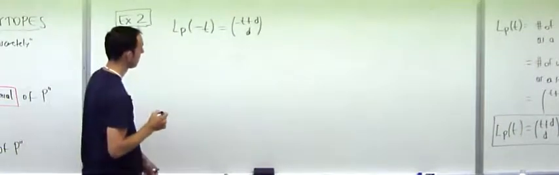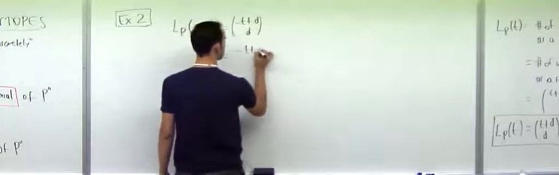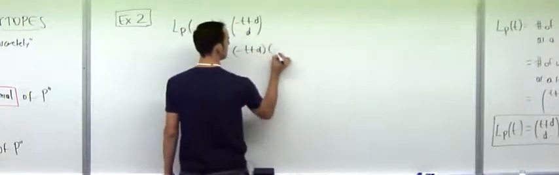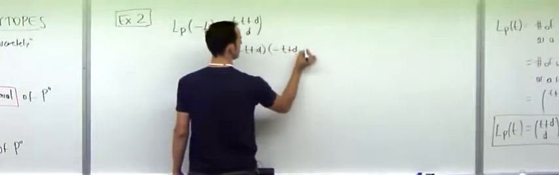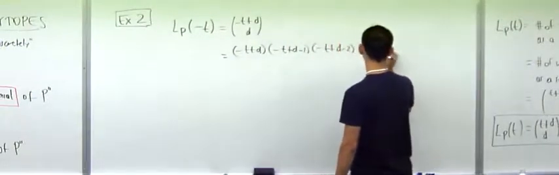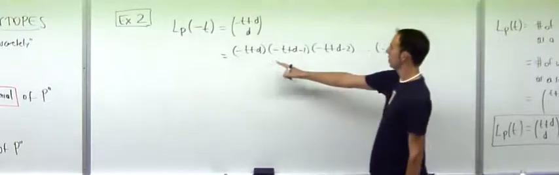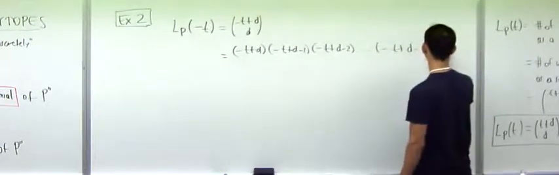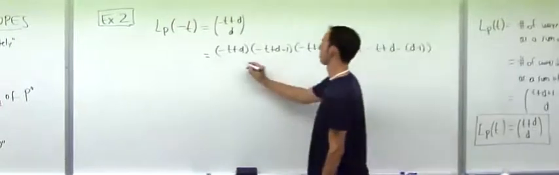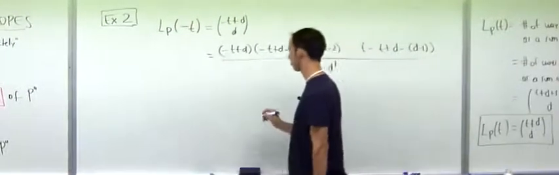Okay? And now, what is this? Well, it's minus t plus d, minus t plus d minus 1, minus t plus d minus 2, dot, dot, dot, up to minus t plus d minus d minus 1, over d factorial.